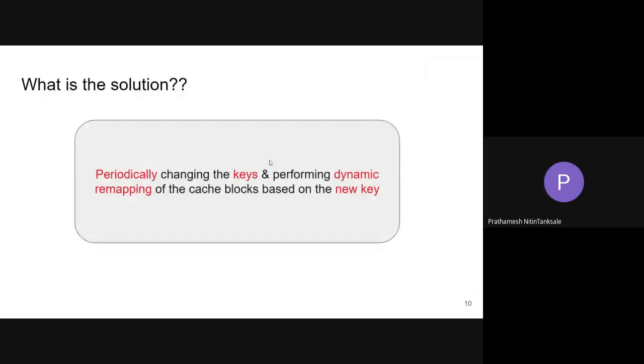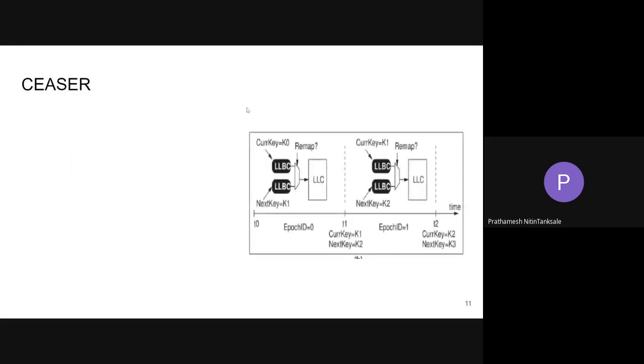Yeah. So let's look at it quickly. What is the solution here? The solution is periodically changing the keys and performing dynamic remapping, right? The mapping should be based on new keys, and new random keys should be generated after every time interval. So this is an outline. In the interest of time, I will just go to the next slide, which also considers this.